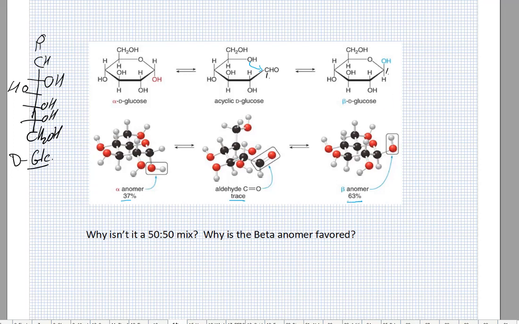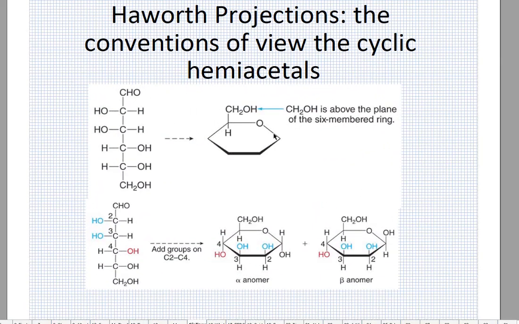And the reason for that is if you look at this here, the oxygen here, right, it's not near anything else, right? It's not near this oxygen here, but when it's down here, this oxygen and this oxygen are kind of close together, and there's something we call steric strain, and so that disfavors this form, so it prefers to be in the beta conformation if it was just the monomer. So this cyclic form here, the cyclic hemiacetals that we form with these guys, these are known as Haworth projections.